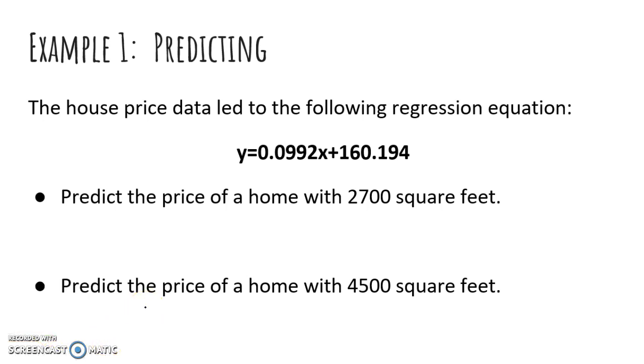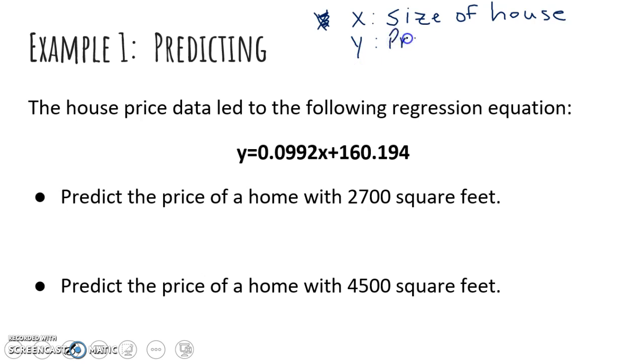So what we need to remember is that x is the size of the house, and y is the price or the cost of the house. So what we're going to do is, this 2,700 square feet is the size of the house. So in this case, x equals 2,700. So we're going to substitute 2,700 in for x into the equation.